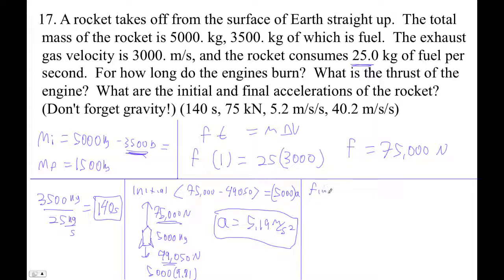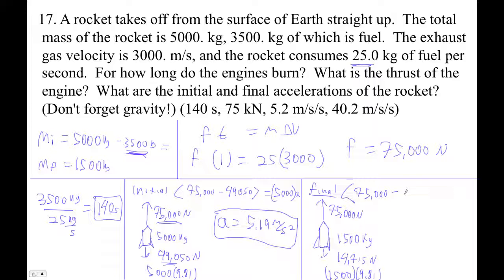Okay, now let's find our final. At the end there, we've got a rocket that has a mass of 1,500 kilograms. There's still an upward force of 75,000 newtons. And now the downward force is 1,500 times 9.81, which is 14,715 newtons. So now we're set.